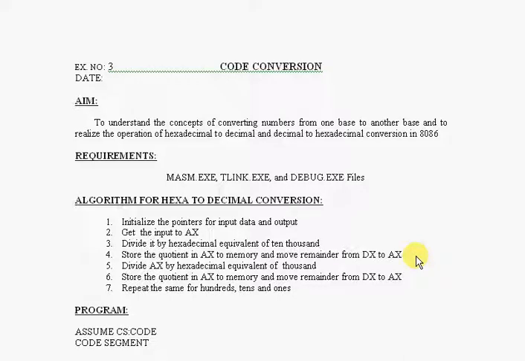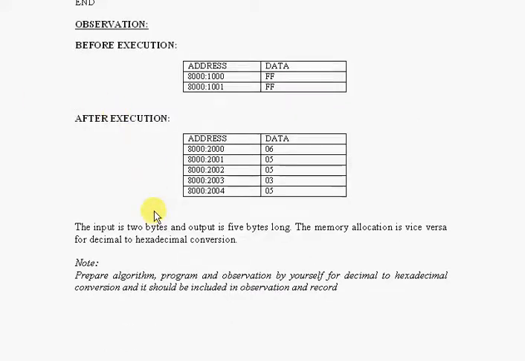Hello, welcome to D58 Microprocessor and Microcontroller Lab, experiment number 3, code conversion. The aim is to understand the concepts of converting numbers from one base to another base and to realize the operation of hexadecimal to decimal conversion in an assembly level program for 8086. Here I explain how to convert hexadecimal to decimal, and you have to do decimal to hexadecimal conversion on your own, and write the observation for this also in your lab.